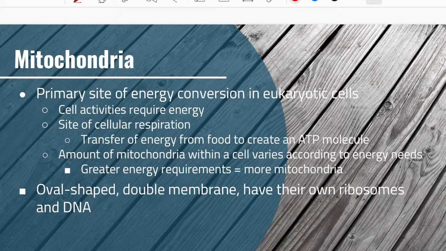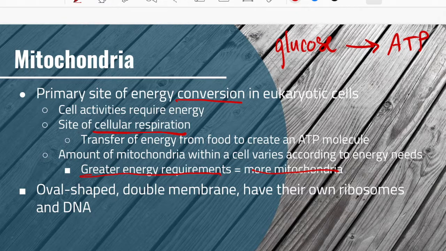Mitochondria, we'll talk more about mitochondria when we talk about cellular respiration, because it's essential for cellular respiration, but it's that primary site of energy conversion in eukaryotic cells. This is the organelle that takes us from glucose to ATP. So it's extremely important. The amount of mitochondria within a cell can vary according to energy needs. If we need a lot of energy, we're going to have more mitochondria. So for instance, our skeletal muscles require a lot of energy for us to work, and they have a high amount of mitochondria within them.